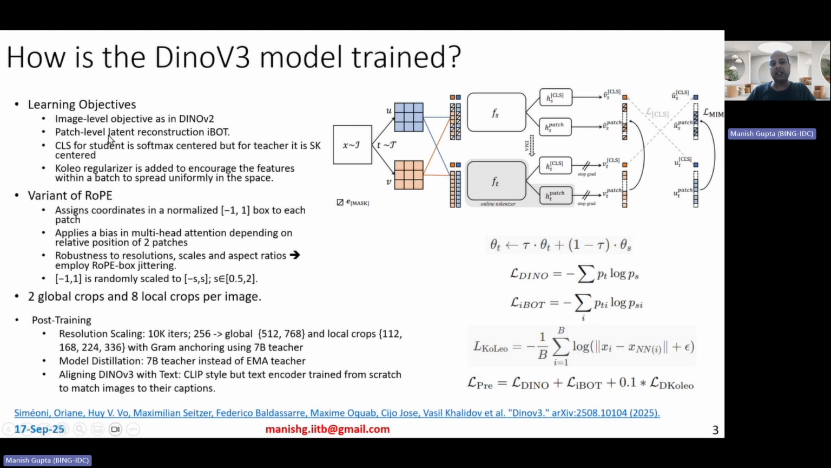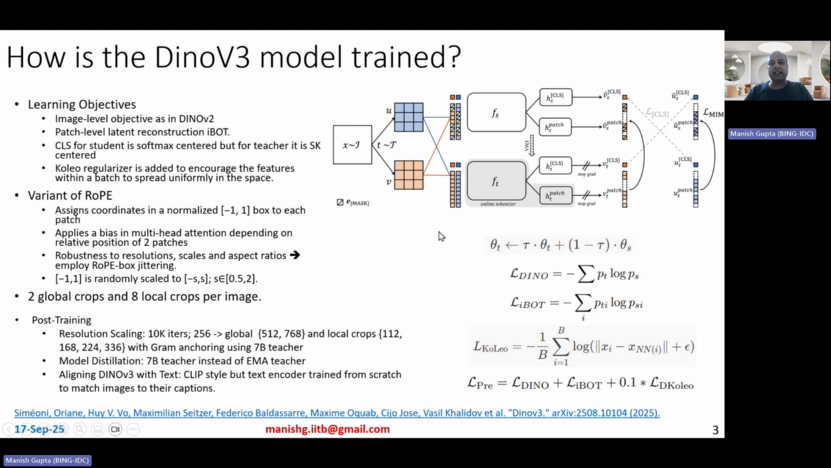So the image level objective and patch level latent reconstruction objective. Just to understand these two objectives, let me talk about this picture. The overall learning objective in DinoV3 can be understood from this last equation that you see here. It's a Dino loss plus the iBOT loss that I'll talk about, plus 0.1 times the divergence Sinkhorn-Knopp (Koleo) loss. Okay. And the Koleo loss I'm going to talk about as well. Each of these three components we'll understand one by one after we look at this picture.